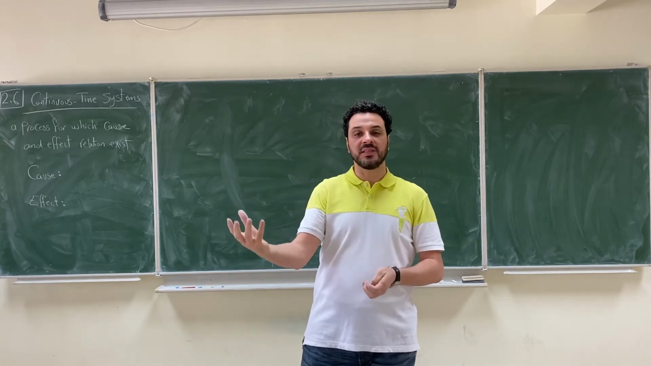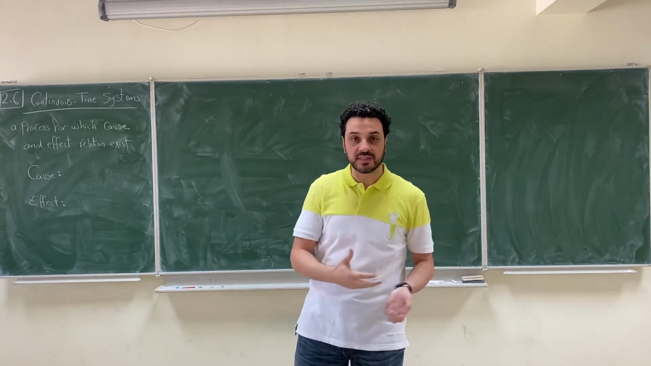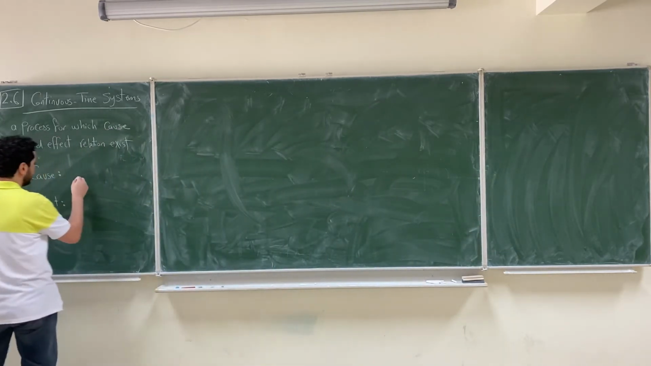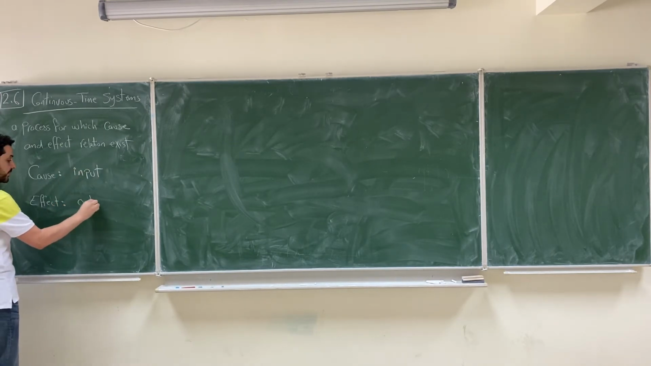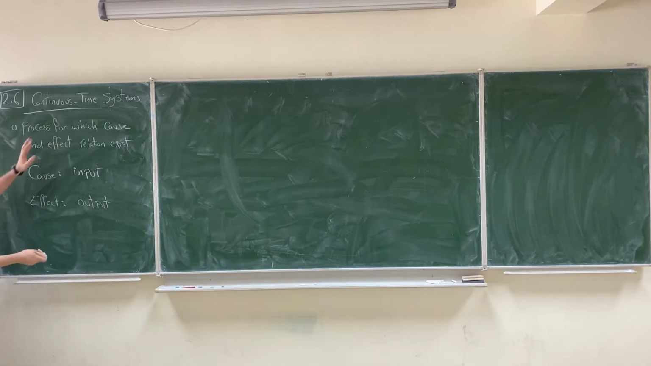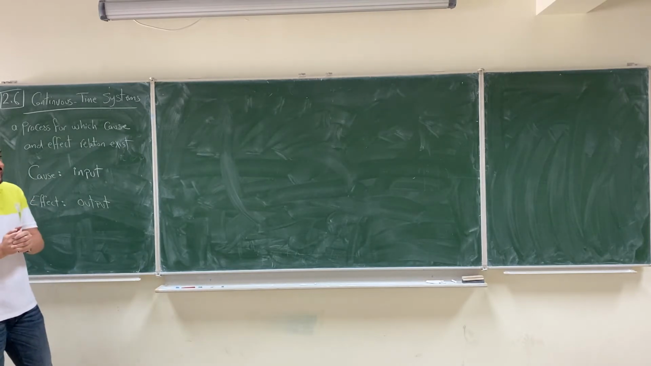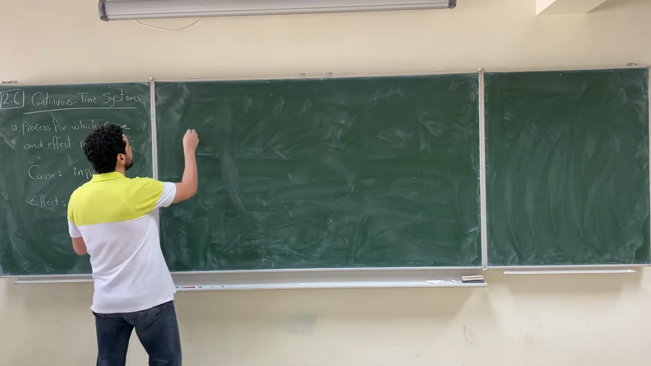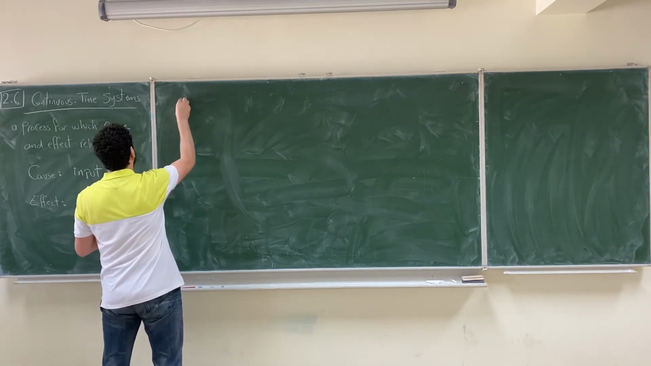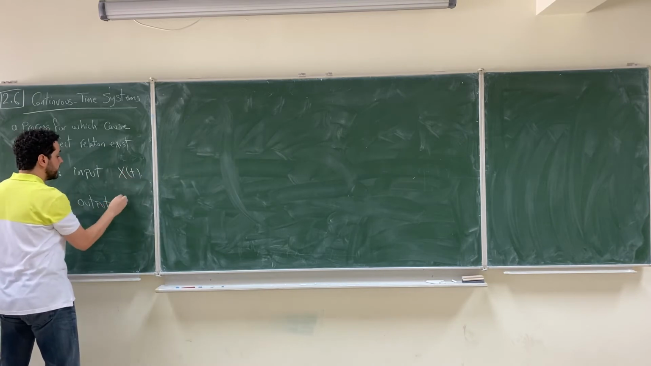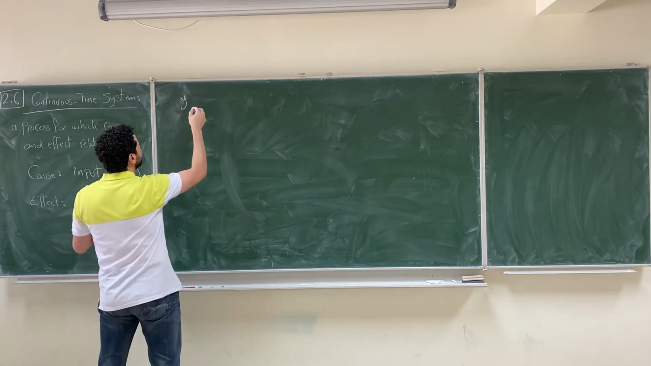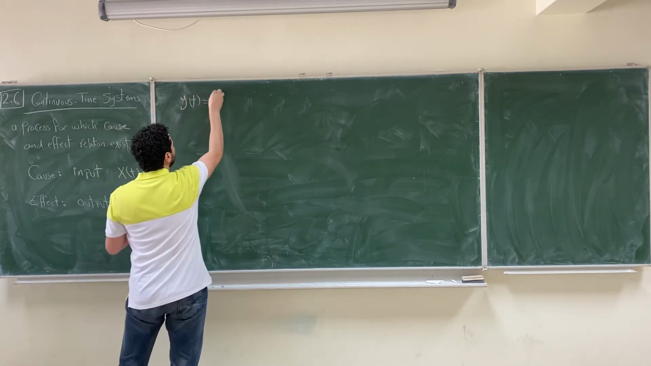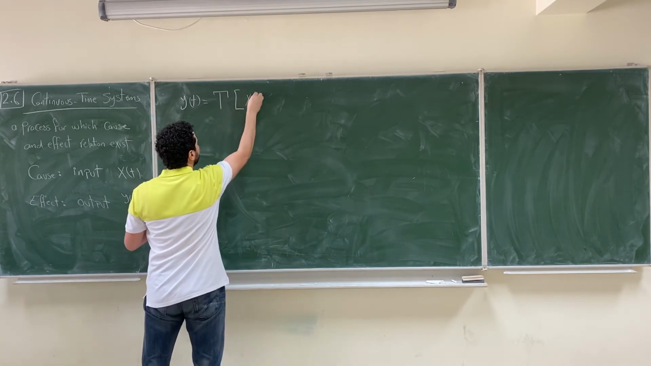So this is the input to our system, and the effect is the output of our system. The definition of the system is a process for which there is a relation between the input and the output. Usually we denote this relation mathematically. If you consider that the input is x of t and the output is y of t, we write the mathematical notation for this system as y of t equals transformation of x of t.